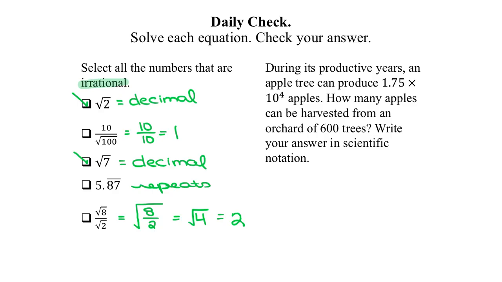Okay, the next parts. We had some word problems with our scientific notation in the last unit. Some of us were a little thrown off by them, but you've got to remember they're solved just like any other word problem. During its productive years, an apple tree can produce a certain number of apples. Okay? That's the number it's given you. We're being asked how many apples can be harvested from an orchard of 600 trees. If one tree produces a certain number of apples, how would I find for 600 trees?